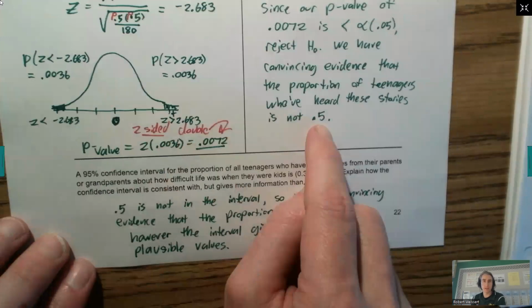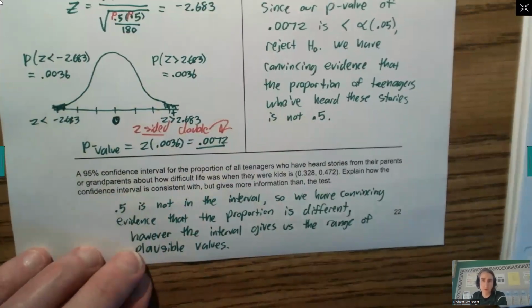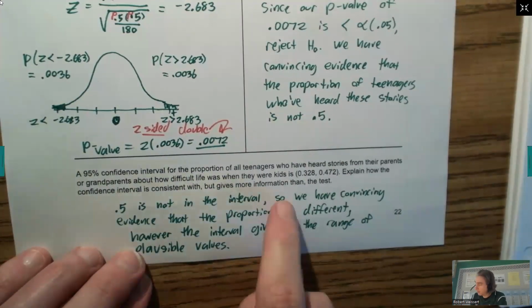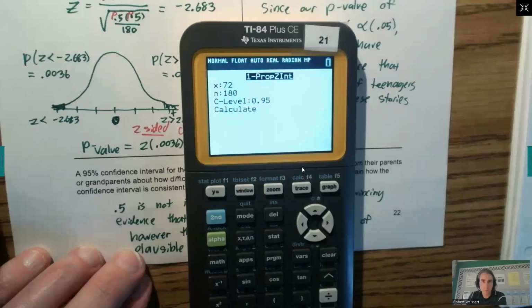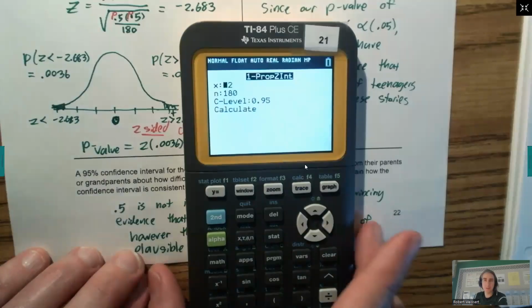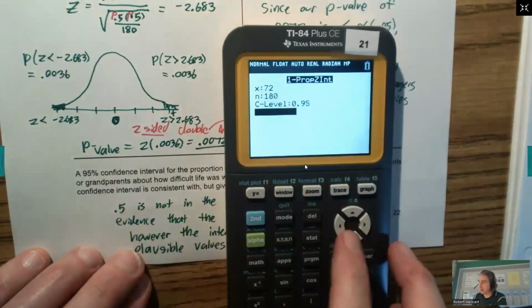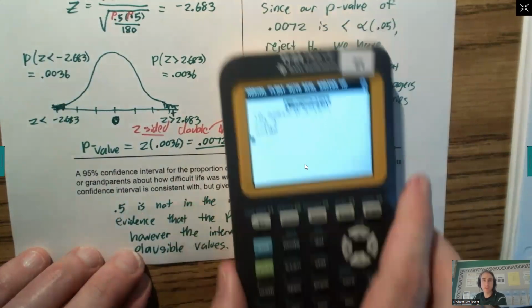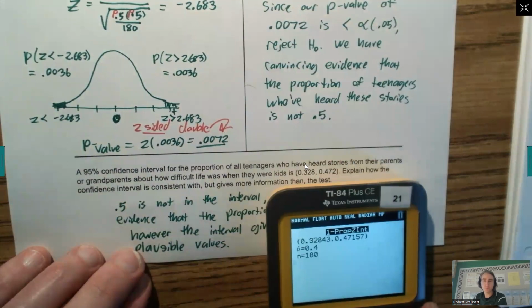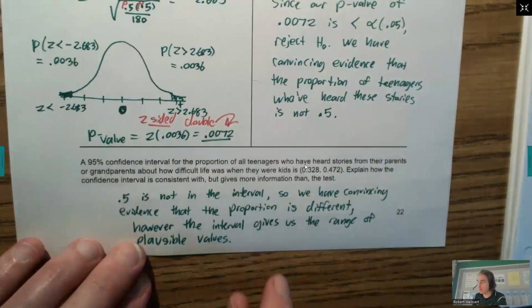Then the last question says, a 95% confidence interval for the proportion of all teenagers who have heard stories from their parents or grandparents about how difficult life was when they were kids is from here to here. Now I'm going to pull this up here because if you've run the test, it'll pop those numbers up in your one prop z interval. And you can verify what that interval is and see how it actually matches here. And so the question is, explain how the confidence interval is consistent with, but gives more information than the test.